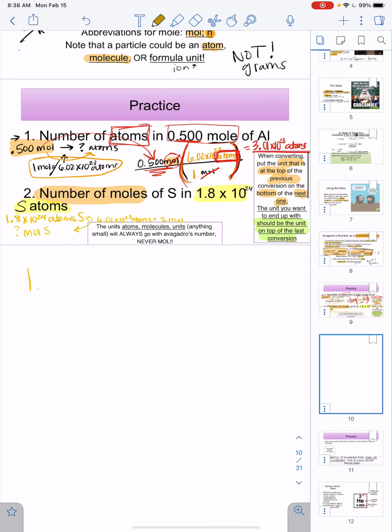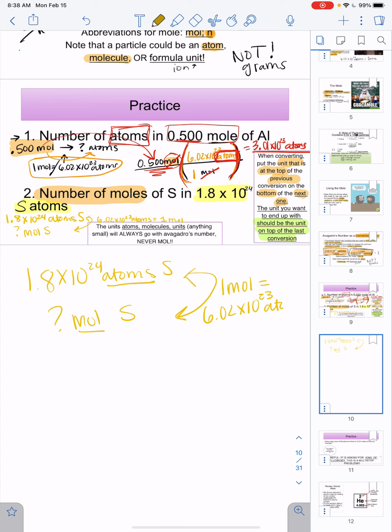So I have 1.8 times 10 to the 24th atoms of sulfur. I want to know how many moles of sulfur that makes. Okay, so how do I go between atoms and moles? The conversion factor for this is 1 mole equals 6.02 times 10 to the 23rd atoms.